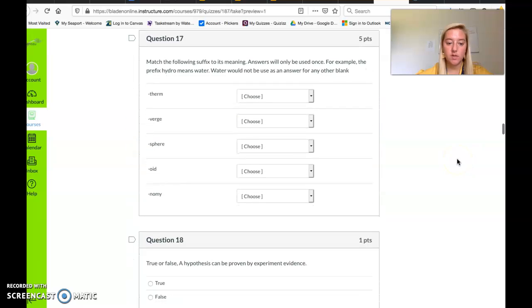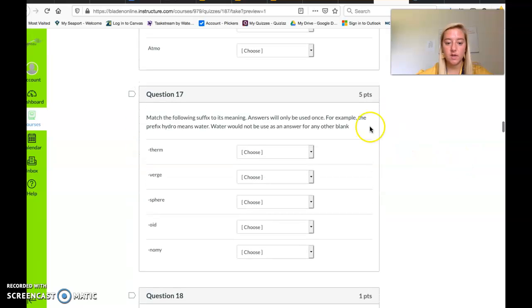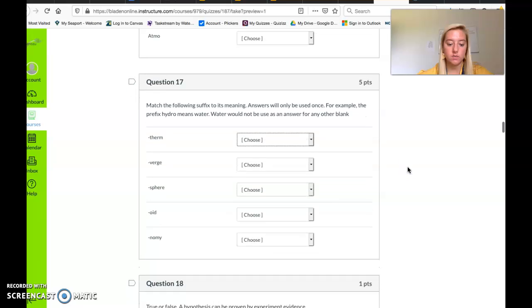Question number 17 is similar, except we're dealing with suffixes now. So suffixes go on the end of the words. Match the following suffix to its meaning. Answers will only be used once. For example, the prefix hydro means water. Water would not be used as an answer for any other blank. Your suffixes are therm, urge, sphere, oid, and nami. Your options are systemized knowledge of, heat, round, resembling, and turn. You'll select one of those for each.